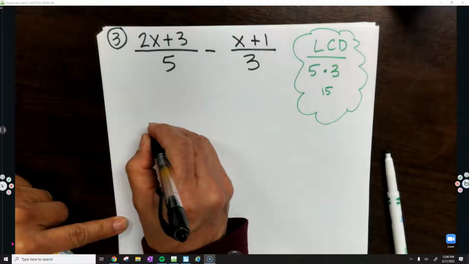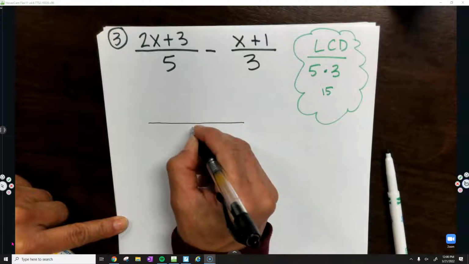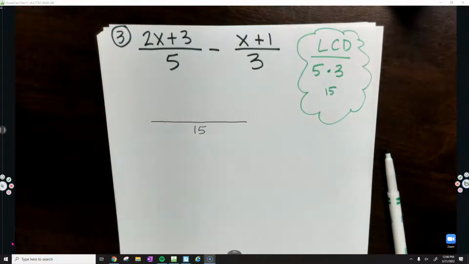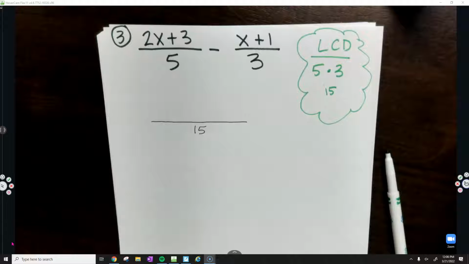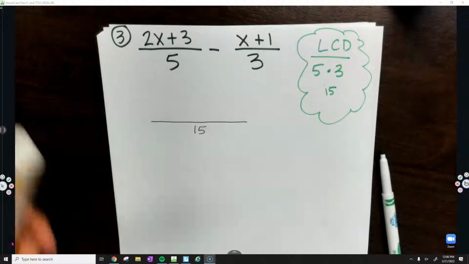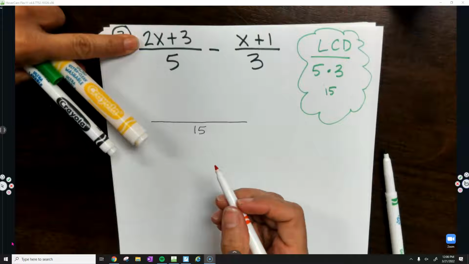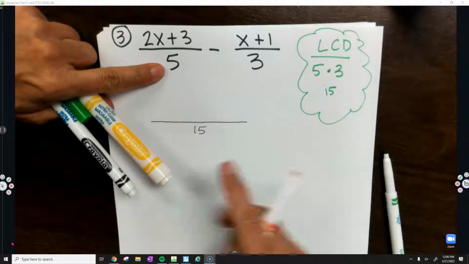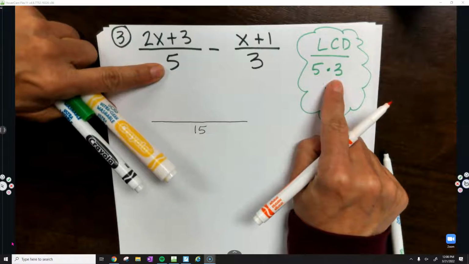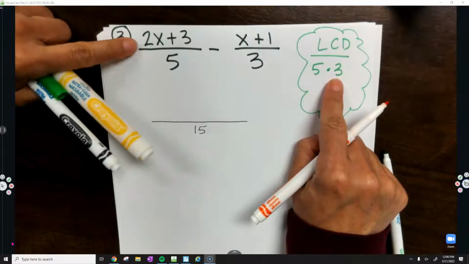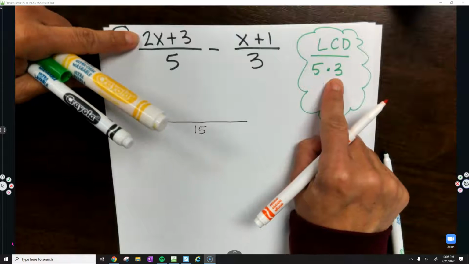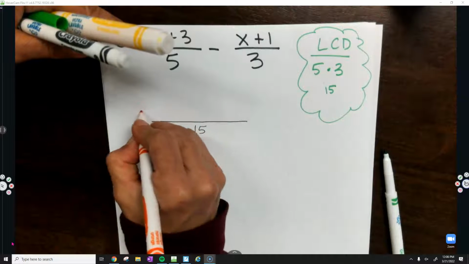All right, so this is my brand new denominator right here. So I'm going to draw a single fraction bar, put a 15 down there. Then I'm going to multiply each top piece by what it's missing. So this top piece right here, that 2x plus 3, it had a 5 here, but it didn't have a 3. So we're going to multiply the top of this one by a 3. So I'm going to write it like this.